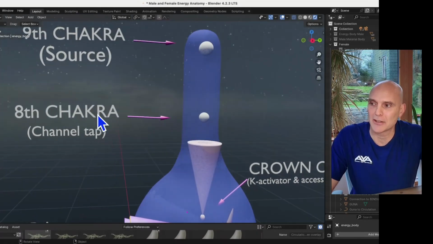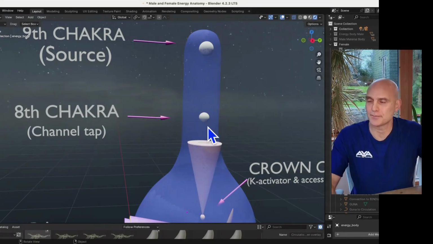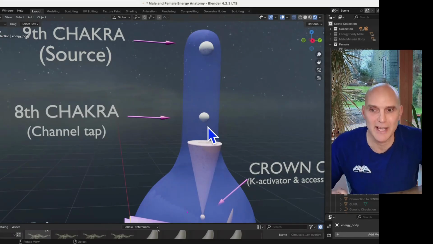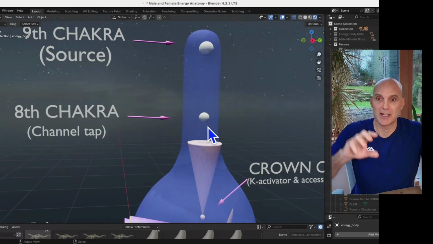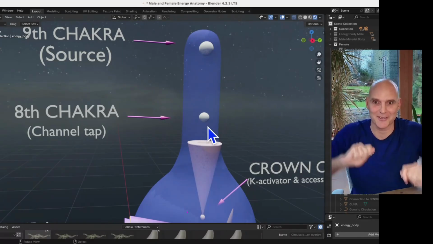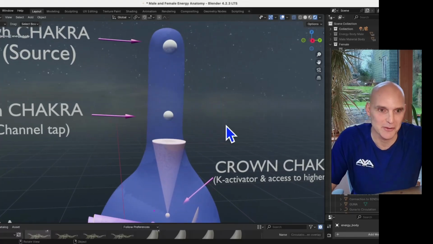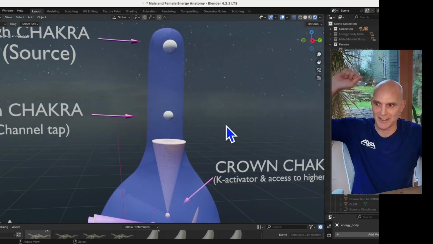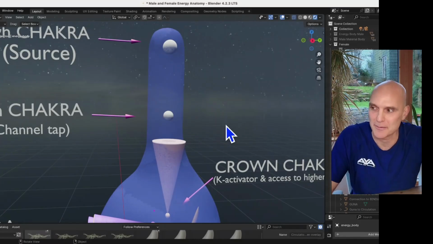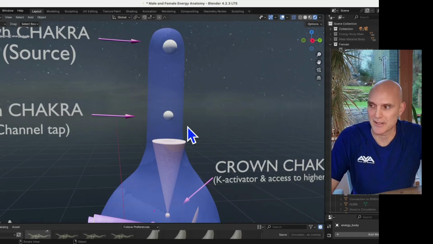Now, the eighth chakra is basically just a tap. So the eighth chakra doesn't have a connection to the outside. It's just literally a tap in a vessel like that. And quite often through the process of self-realization, we tend to talk about our tap sometimes, because your higher mind can actually turn that tap on and off sometimes, and with various effects.